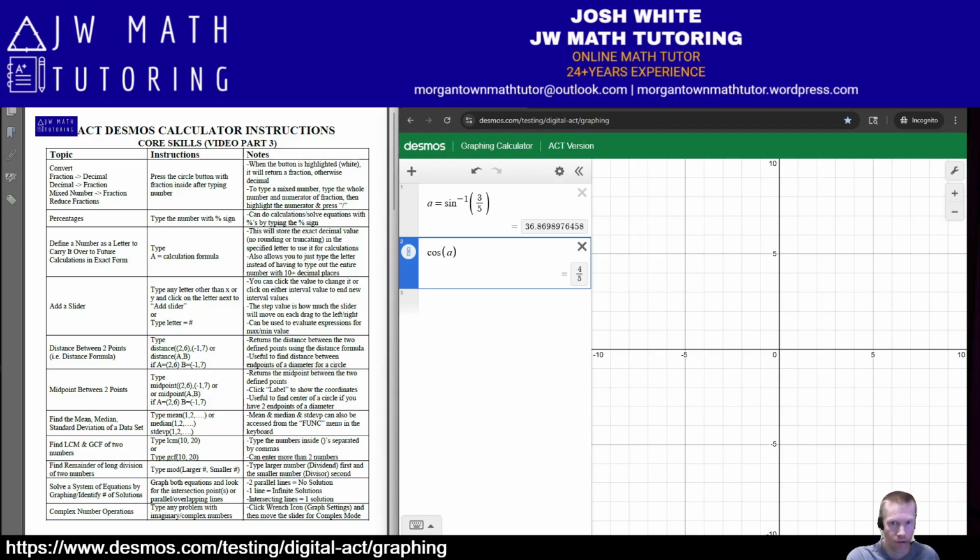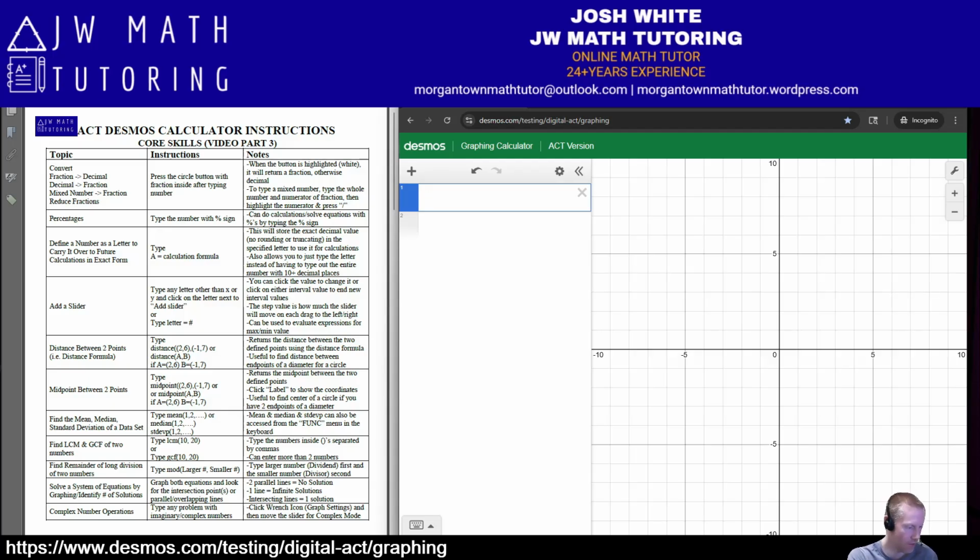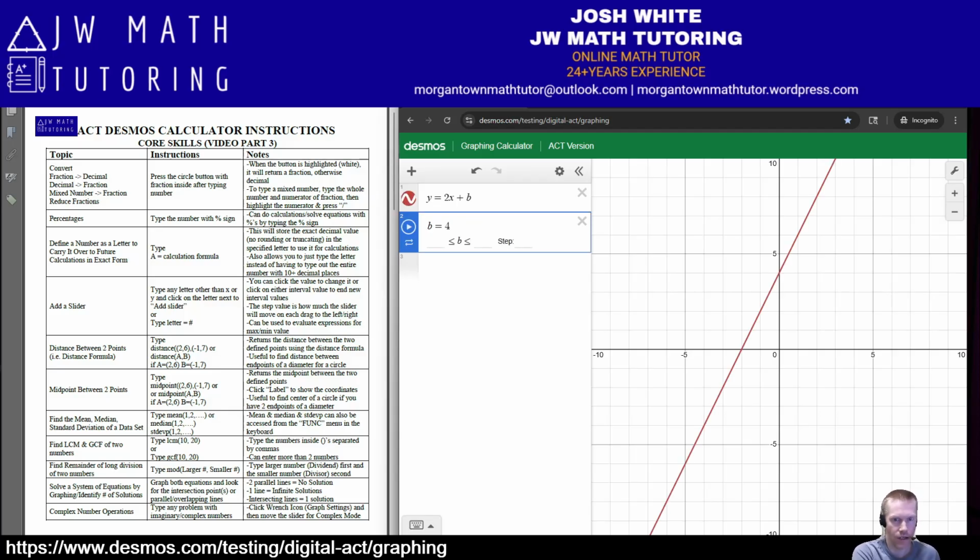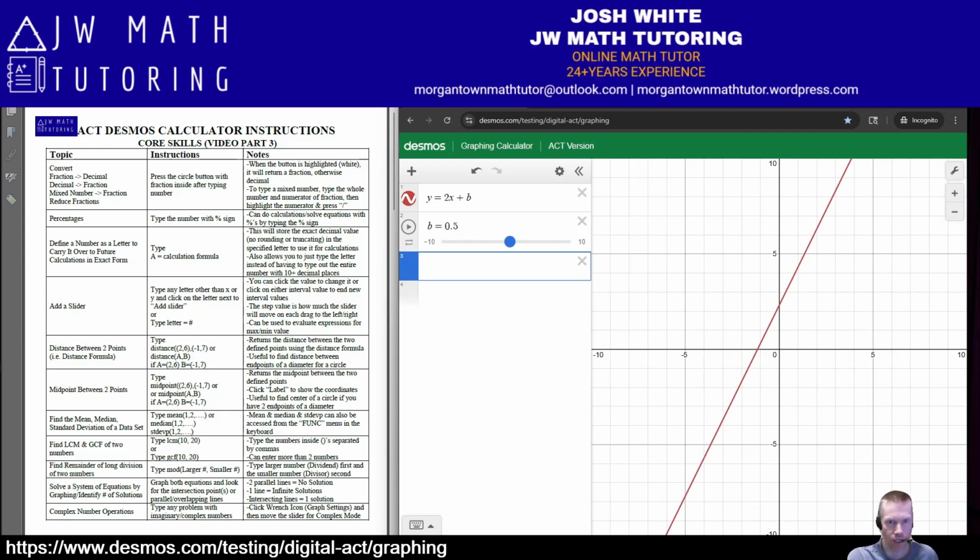All right, so now let's talk about sliders. When I talk about adding sliders, really that's basically any letter other than x and y that we're going to define as a value, basically any constant. So if you type y equals 2x plus b here, notice it pops up. It says add a slider for b. So you can either click that, or you could just go down here and type b equals whatever. You can start with 1, you can start with 4, doesn't matter. Click enter. And now, notice here you can move it, positive, negative, wherever. The default is -10 to 10, but you can adjust that.